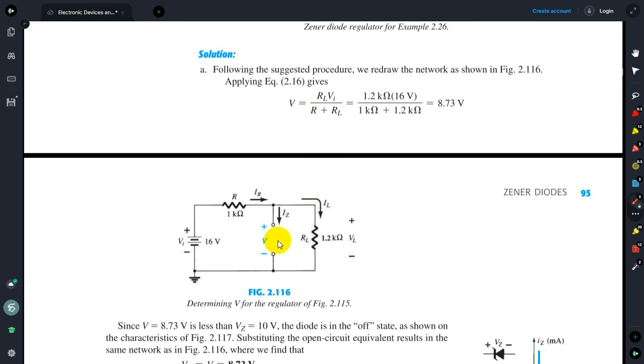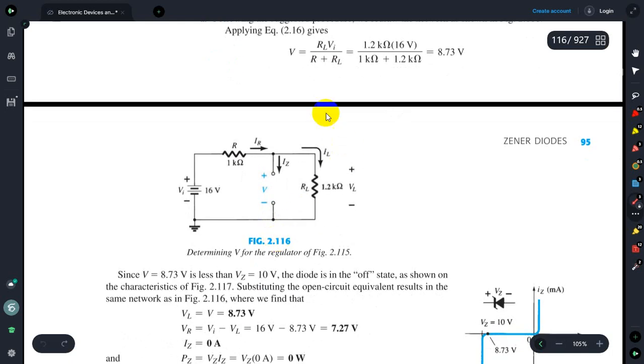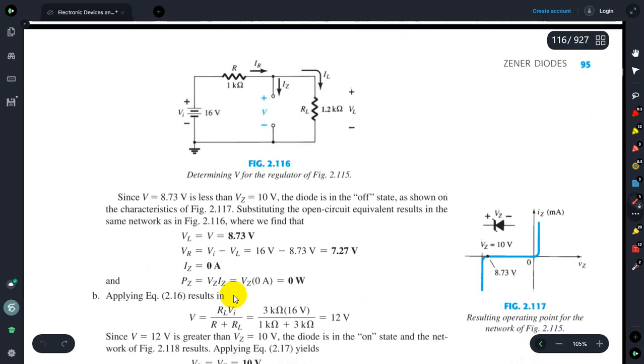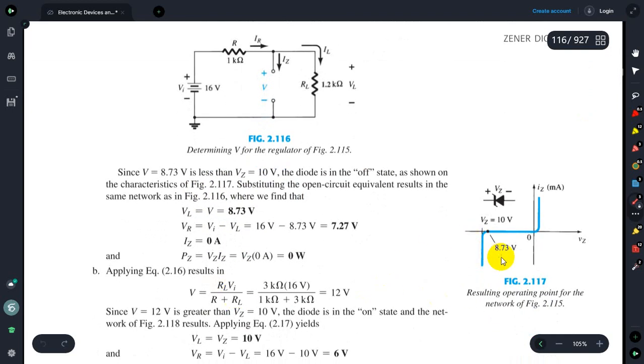When you open circuit, when you remove the off state situation, it is 8.73 volt. Since V equal to 8.73 volt is less than VJ 10 volt, the diode is in the off state, as shown on the characteristics of figure 2.117. Look here: at 8.73 volt, the diode is off state.